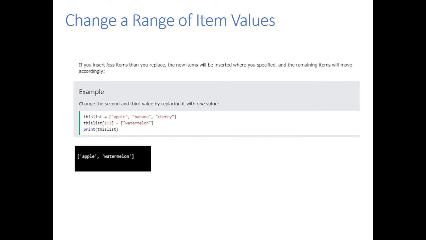If you insert fewer items than you replace, the new items will be inserted where you specify and the remaining items will move accordingly. So change the second and third values by replacing them with one value. So 0, 1, 2, 3. Again, take note, if you specify a range, the last one is not included. So 0, 1, 2, 3. Since this is list[1:3] equal to watermelon, that means we're replacing these 2 with watermelon. So if we print the list, then we have only apple and then watermelon. Okay, so take note of that one.